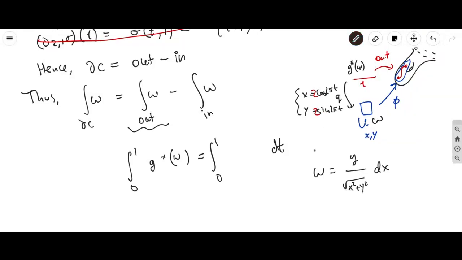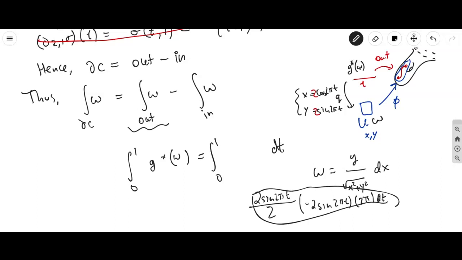So in this case, you will end up getting y replaced by 2 sine 2 pi t divided by the radius, which in this case is 2, and then dx. When you differentiate this, you're differentiating cosine, so that's negative 2 sine 2 pi t, and then you have an additional factor of 2 pi dt. So you get all of this mess right over here.